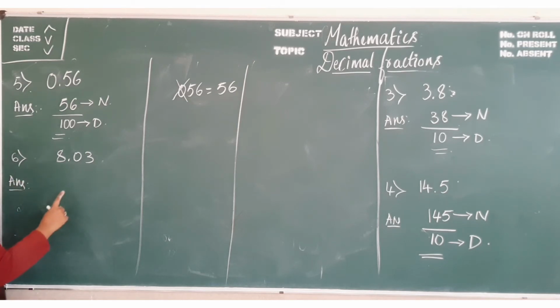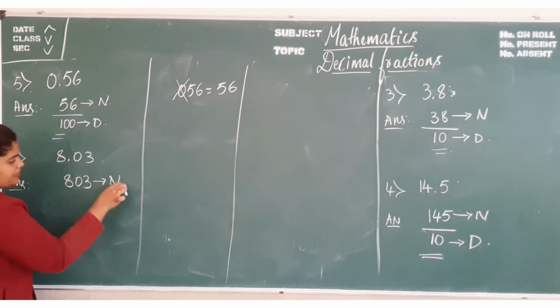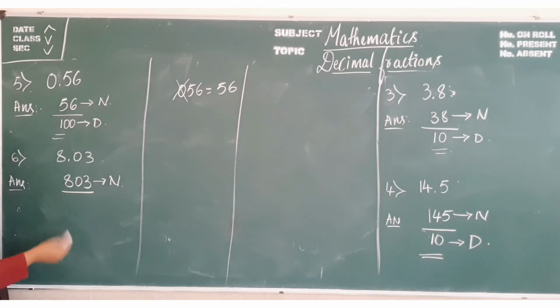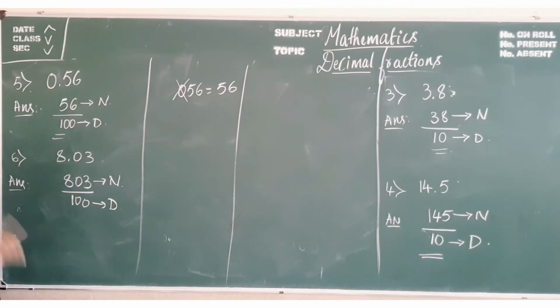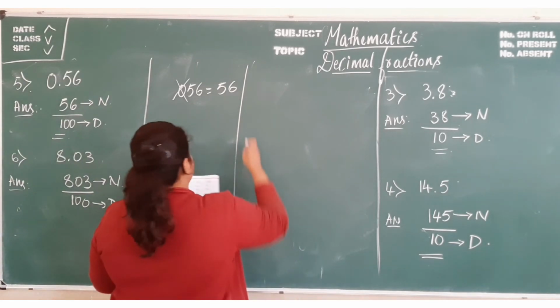So here, in order to write the numerator, what do I have to do? I have to ignore the decimal point. I should write without the decimal point. So it is nothing but 803, that is your numerator. Now, what is the denominator? 100. Very good. So the answer is 803 divided by 100. 803 is the numerator, 100 is the denominator. How did I write the denominator? 1 followed by 2 zeros, because after the decimal point I have 2 digits. So I wrote 100. That's all. Okay, next question.